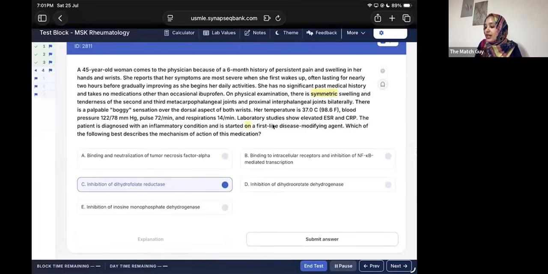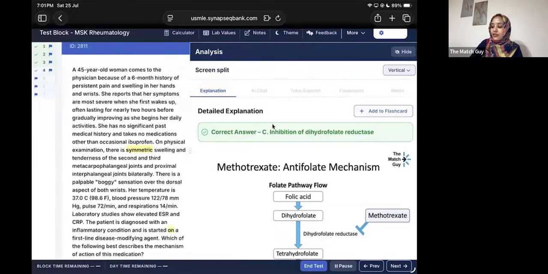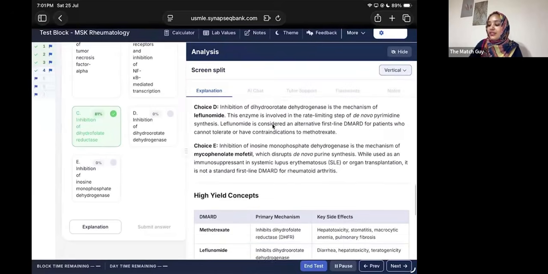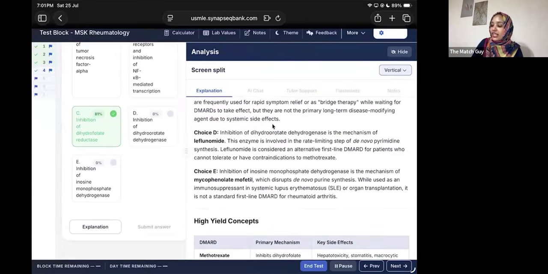What about inhibition of dihydroorotate dehydrogenase? Do you guys know? So this is not as high yield, but for dihydroorotate dehydrogenase, this is leflunomide. That's the mechanism of action of it. We don't necessarily use it unless there is some very high contraindication for methotrexate. So it's not asked about that much. And inosine monophosphate dehydrogenase is mycophenolate mofetil. That's the mechanism of action of it.